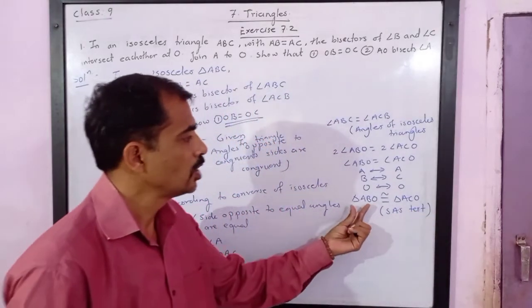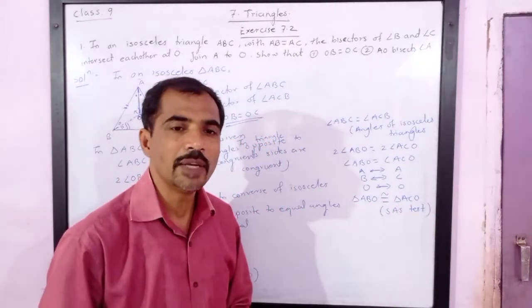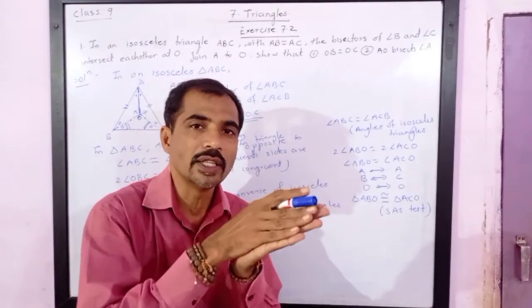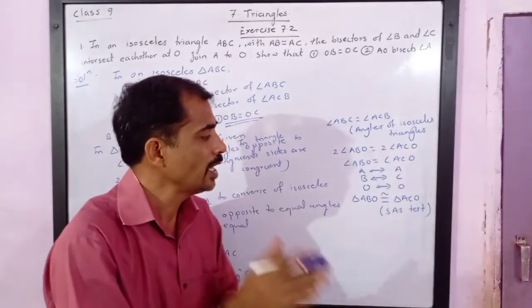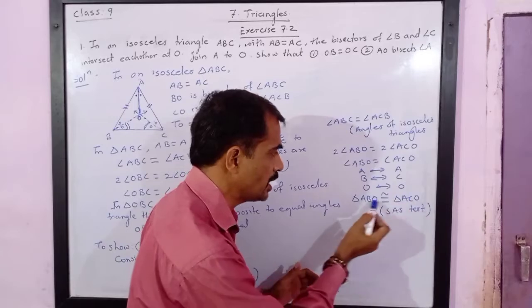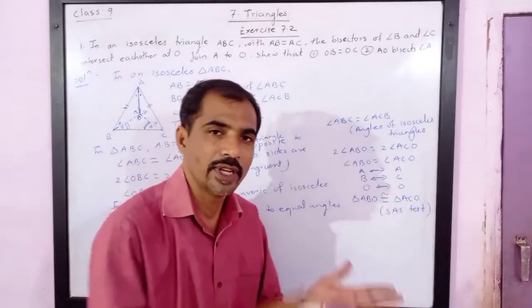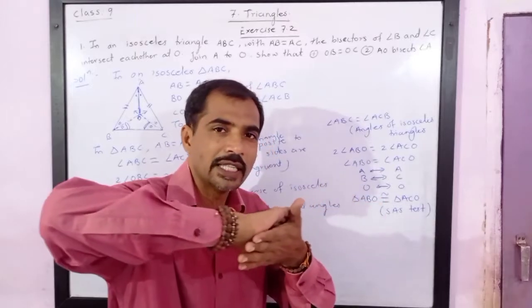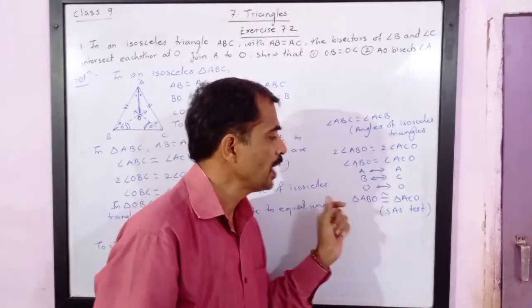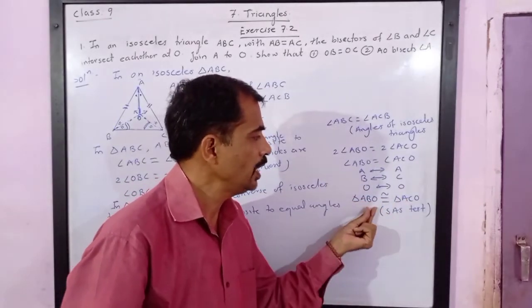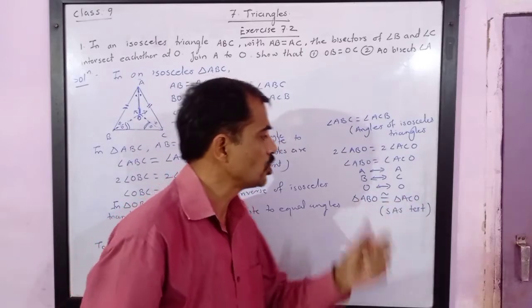Now it means two triangles are congruent. It means if they are kept one above the other, they will exactly coincide. For that, we have to keep A on A vertex, B on C vertex, and O on O vertex. Then and only then they will coincide. If you change the vertices, they will not coincide. So A corresponds to A, B corresponds to C, and O corresponds to O.